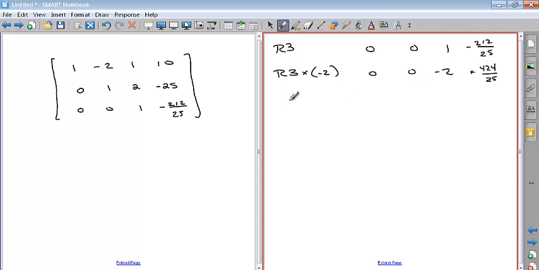Okay, then we're going to take row 2. So here's row 2, which is 0, 1, 2, -25.